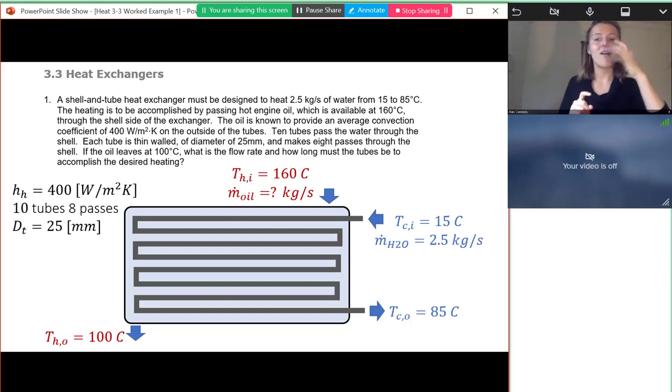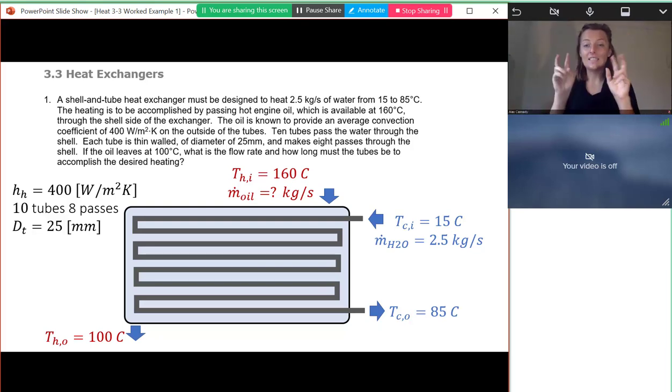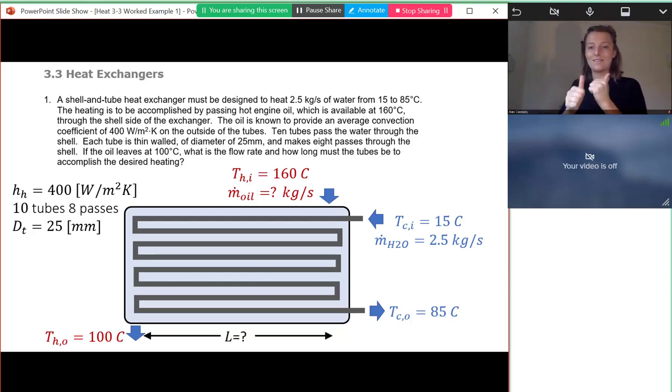So I could do that to find the mass flow rate of the hot oil. We're told our heat transfer coefficient on the hot side. We know that we have 10 tubes, and each tube makes 8 passes. So a pass is once down the shell, and to get back to where we started from is 2 passes. And we're told the diameter of the tube.